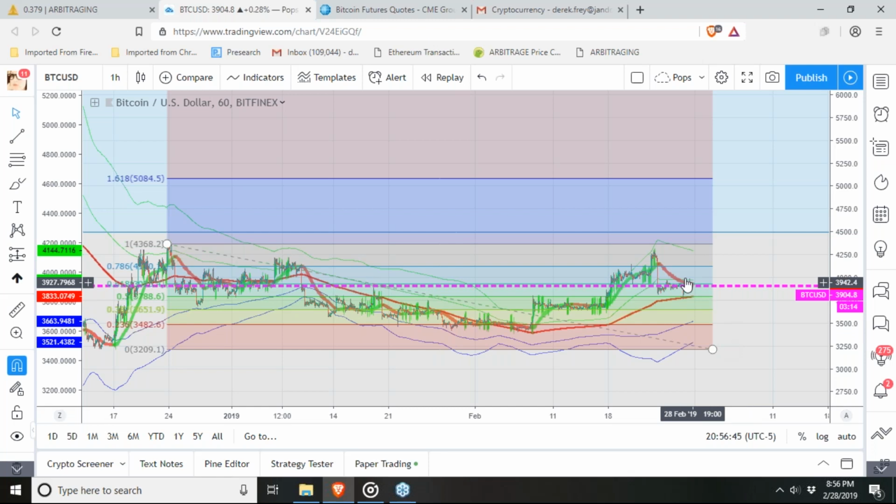Because, yeah, I guess this is a 0.5. So this red line is the 50. Then this is the 0.6, this is the 0.618, this is the 0.786. And this is really the 0.382, the 0.386, and then this is the 0.236.